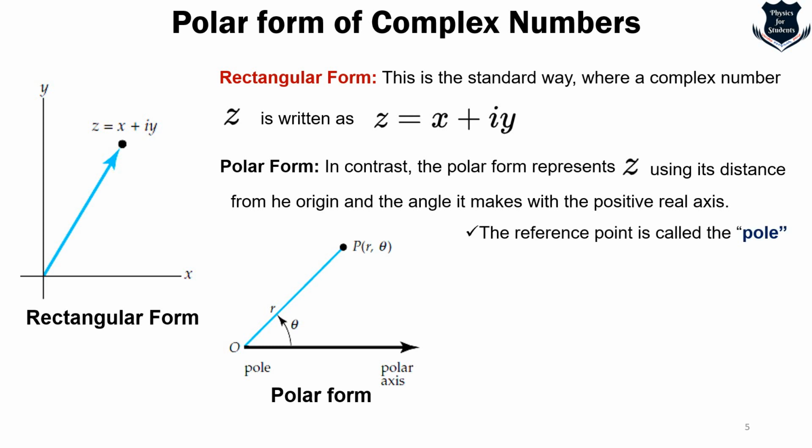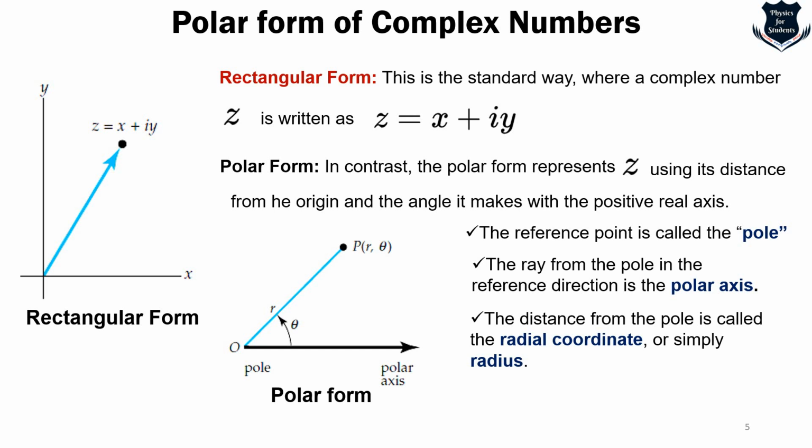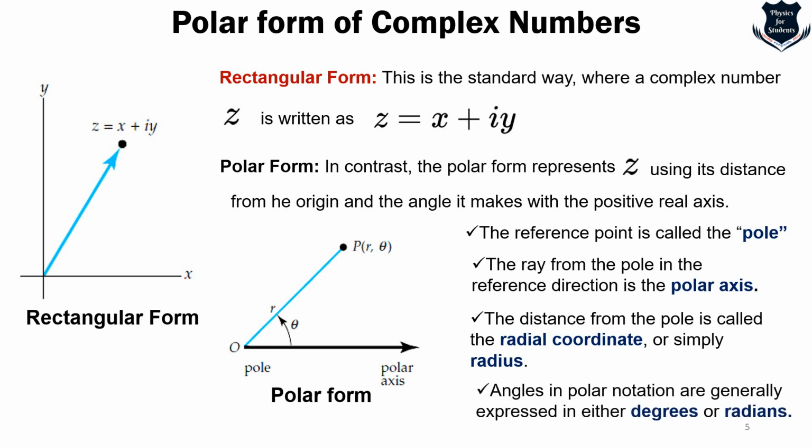The reference point is called the pole. The ray originating from the pole in the reference direction is called the polar axis. The distance from the pole is called the radial coordinate, or simply the radius, and the angles in polar notation are denoted by degrees or radians, and we will deal with those degrees and radians.